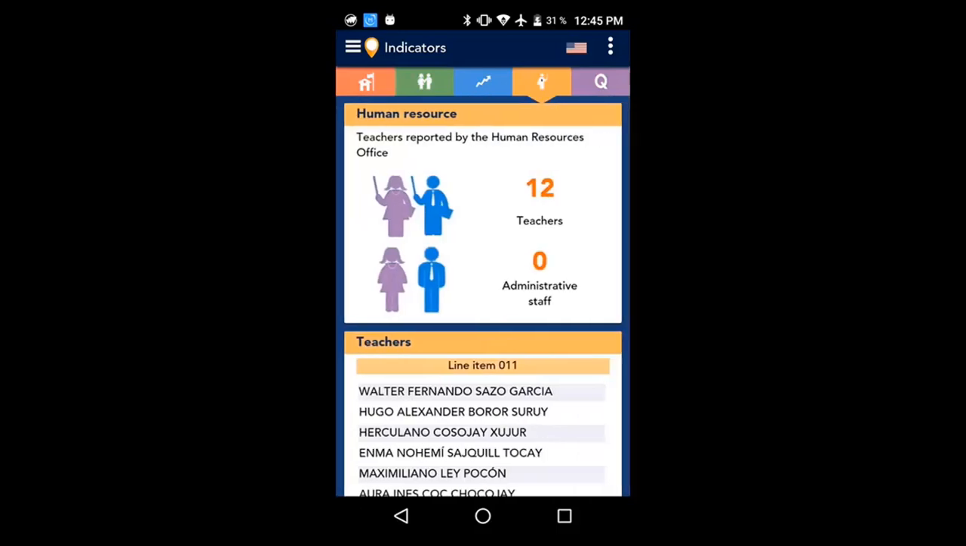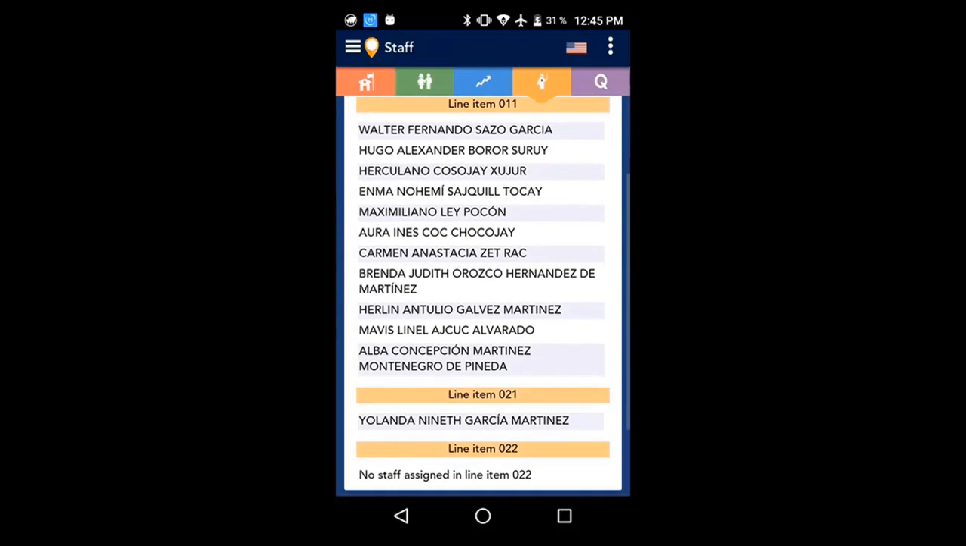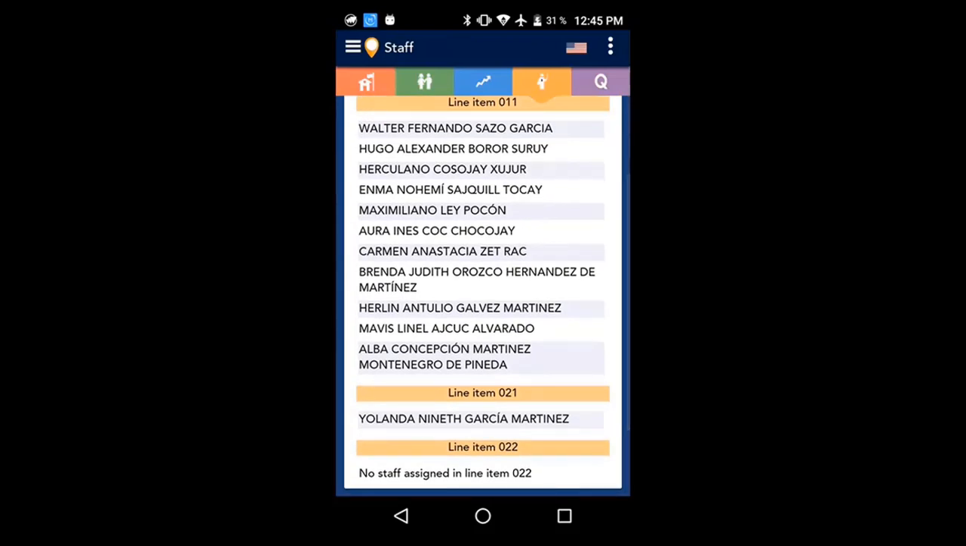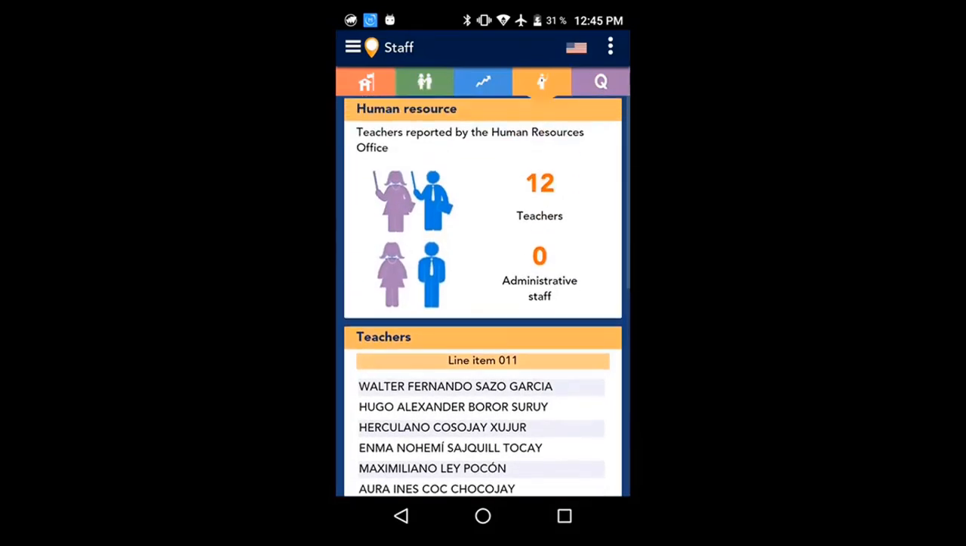You can also see the list of the teachers that work in that school because this is public information. You can see their names. So if you were to visit a school, you can ask for a teacher by name, or you can see if for some reason somebody didn't show up to work, and you can follow up if you're doing local advocacy. You can also see the list of the administrative staff if there were anyone in that specific school.